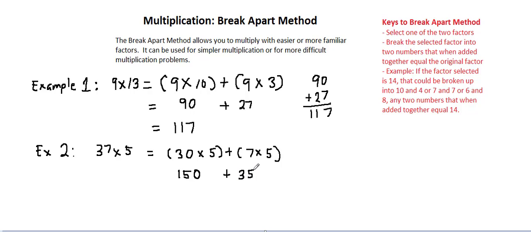Again, I could do a T-chart. Because it's a 5, I could count by 5 7 times to get the 35. And then I add those two numbers together. Okay. And that would give me 185.